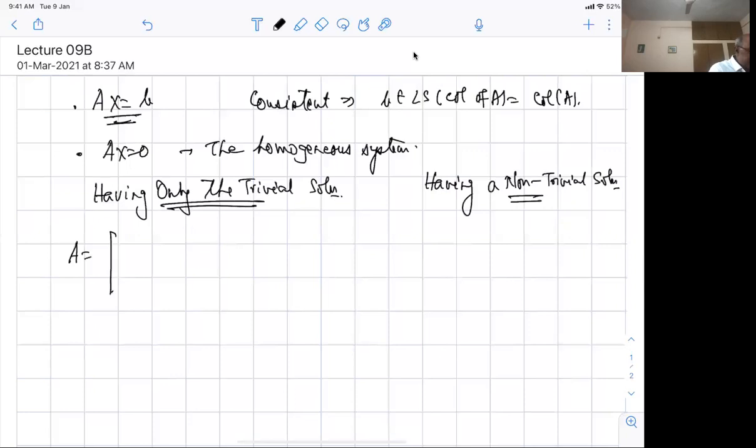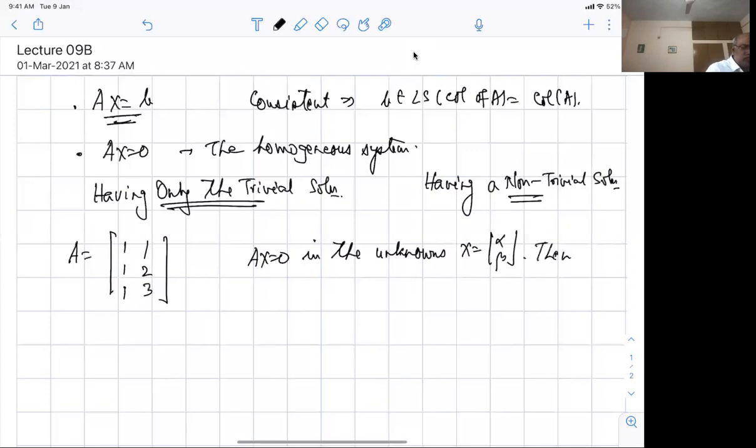So take the matrix A as 1, 1, 1, 1, 2, 3, the same matrix that I had taken earlier. If you look at the system AX is equal to 0, in the unknowns X, which is equal to alpha, beta, because there are only two columns, then it has only the trivial solution. So even though our matrix A is not invertible, what I see is that I'm looking at the null space of A. The null space of A has only the trivial solution. So the null space of A is just the zero vector, nothing else.